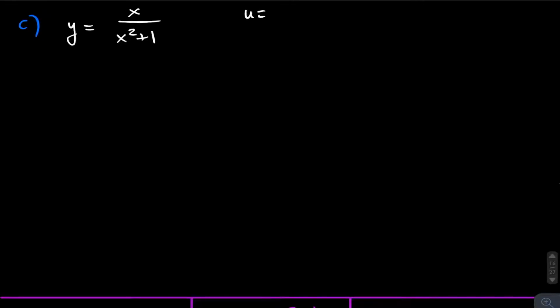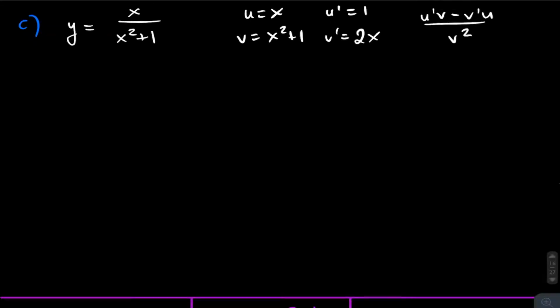Our top function is x. Our bottom function is x squared plus 1, and u prime is 1 because the derivative of x is 1. The derivative of our bottom function is, well, the derivative of x squared is 2x, and the derivative of 1 is 0, so 2x plus 0, which is just 2x. And remember our quotient rule: u prime v minus v prime u over v squared.